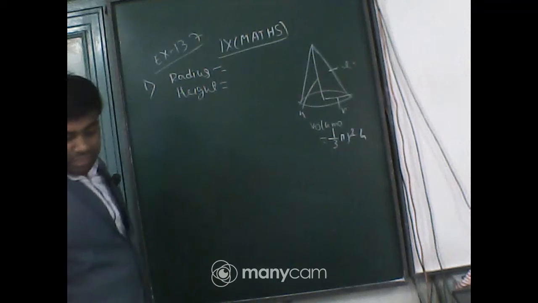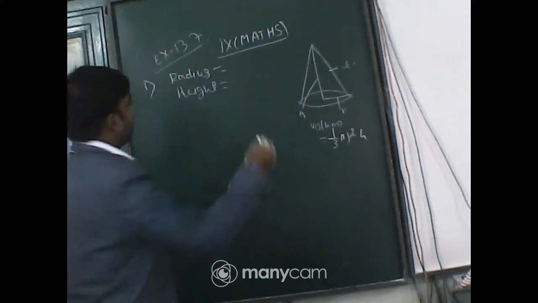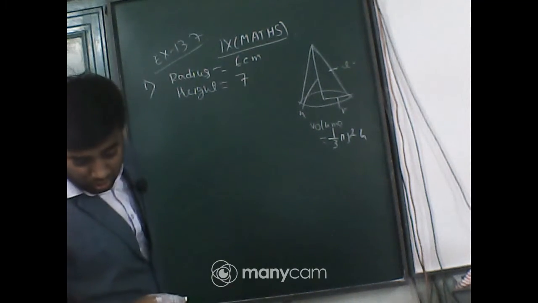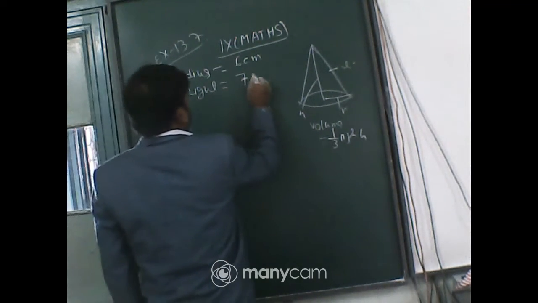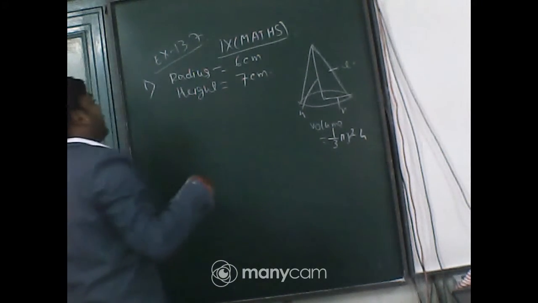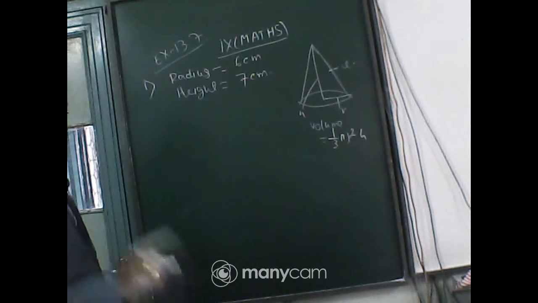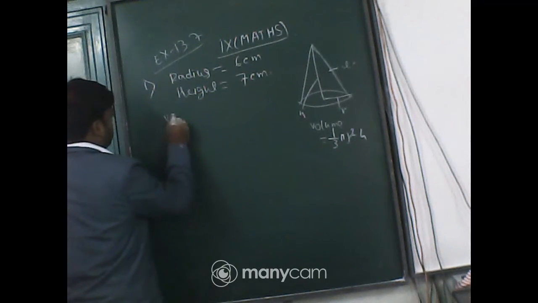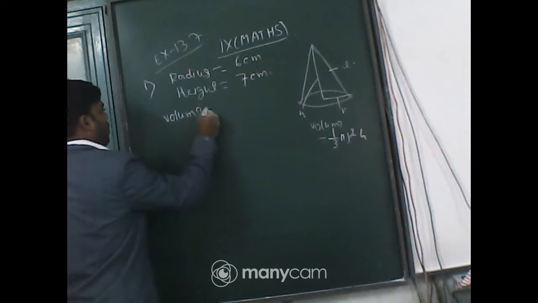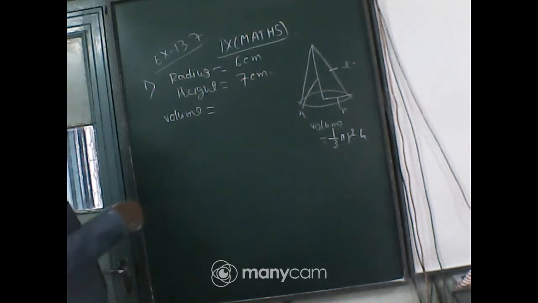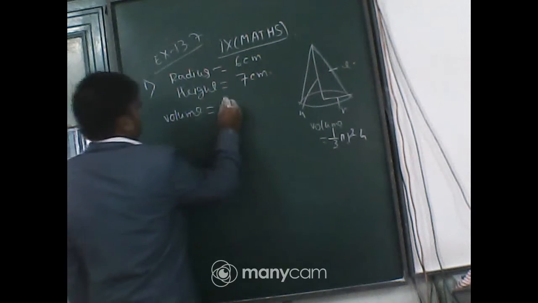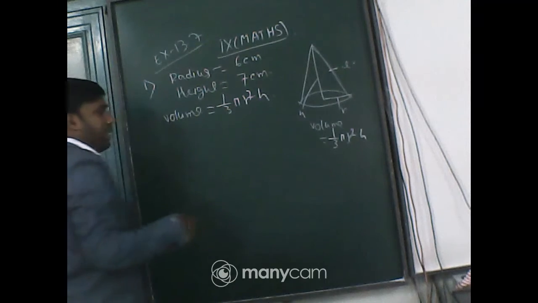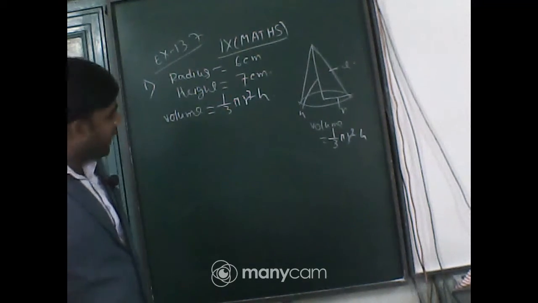So in the first question, radius equal to 6 centimeter and height equal to 7 centimeter. Find out the volume. Now we know the volume formula of cone, that is 1/3 pi r square h. Okay.